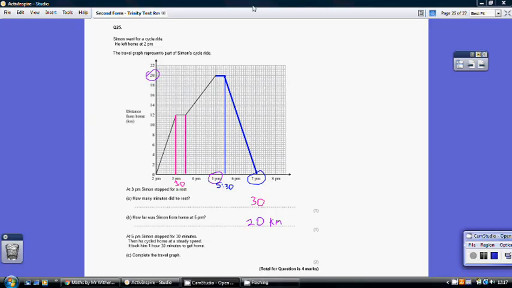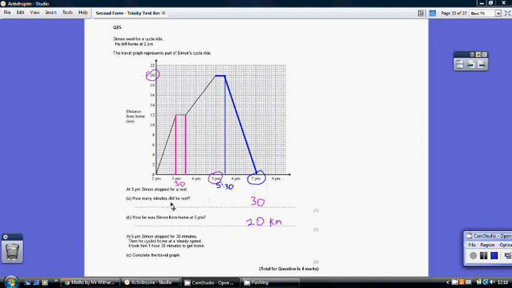Question 25. Simon went for a cycle ride. He left home at 2 o'clock. The travel graph represents part of Simon's cycle ride. So clearly he cycled for a bit, had a rest, cycled for a bit, had another rest, and then cycled home. So at 3 p.m. Simon stopped for a rest.